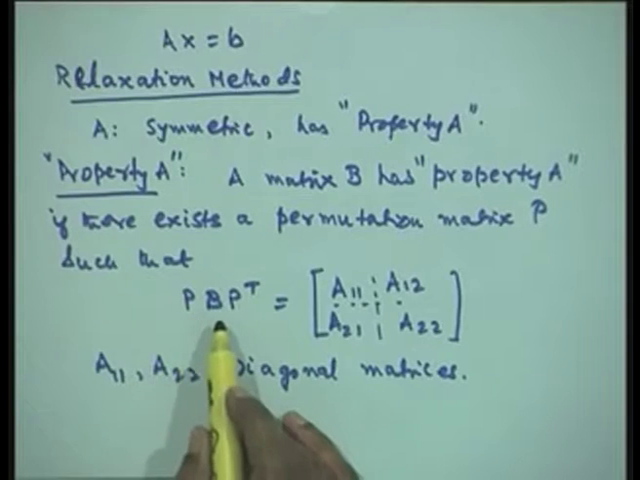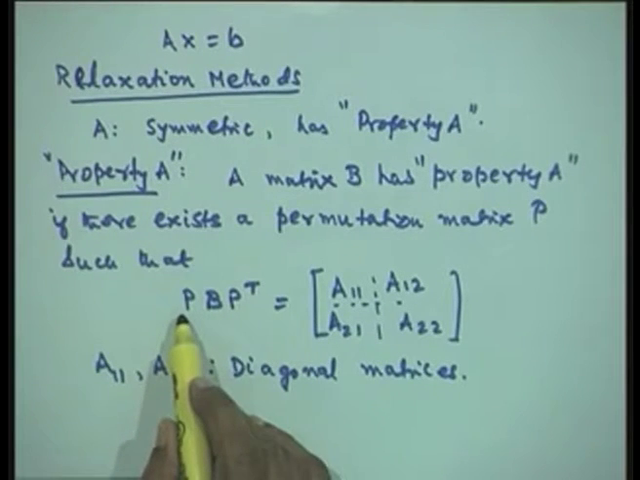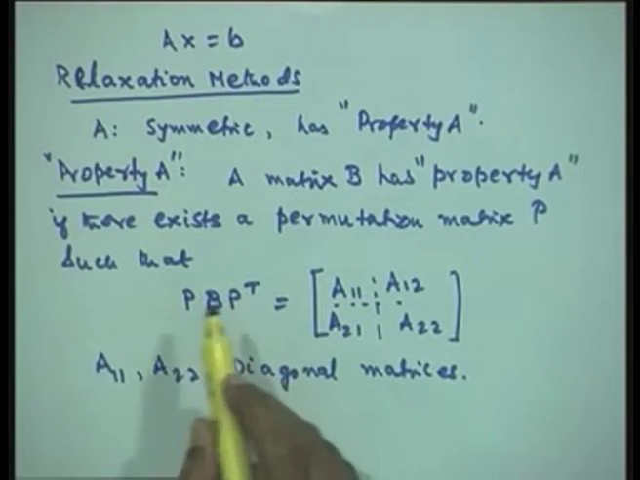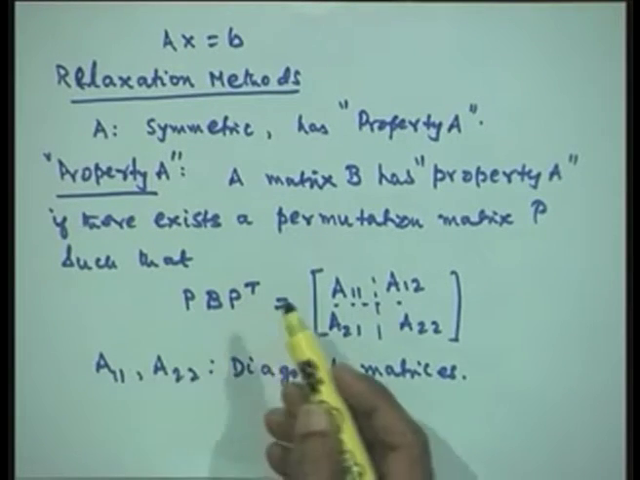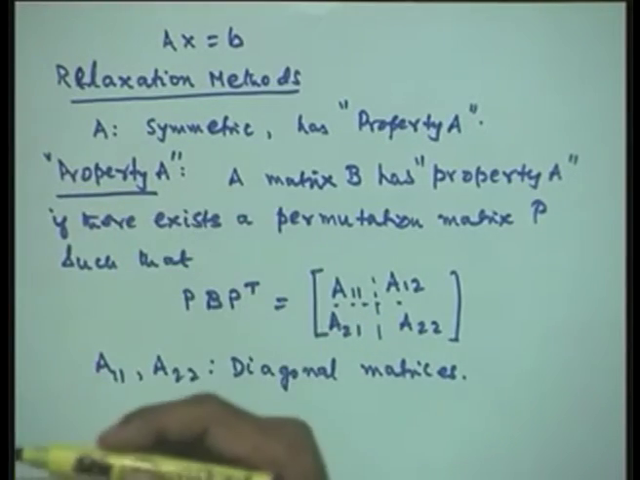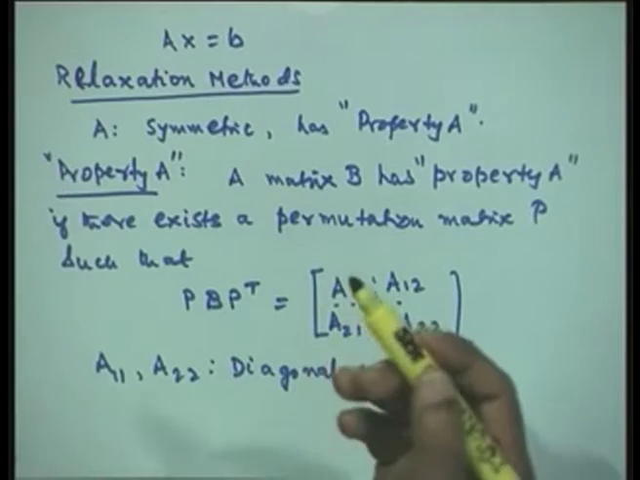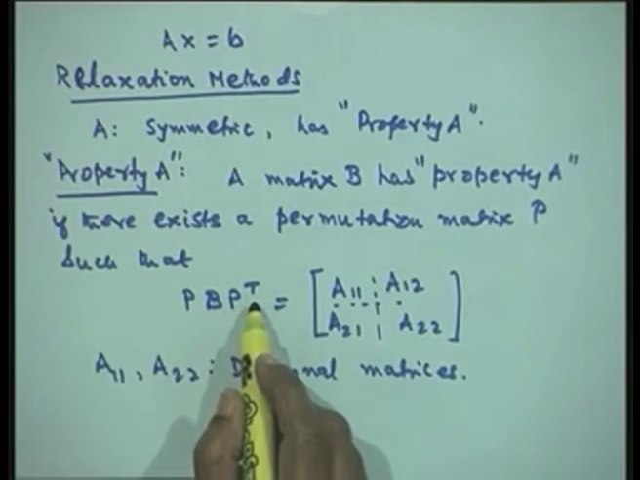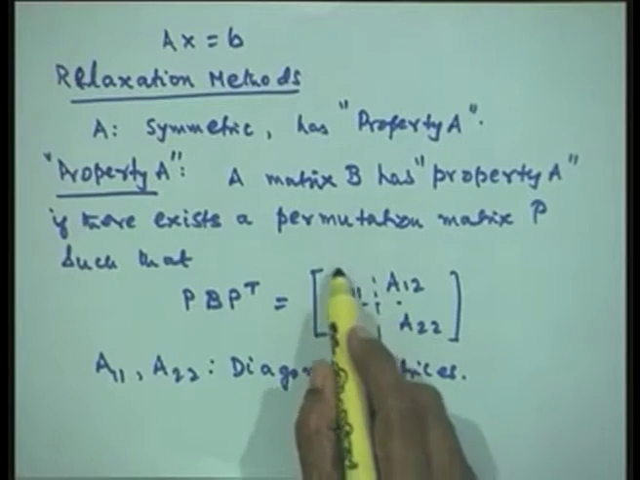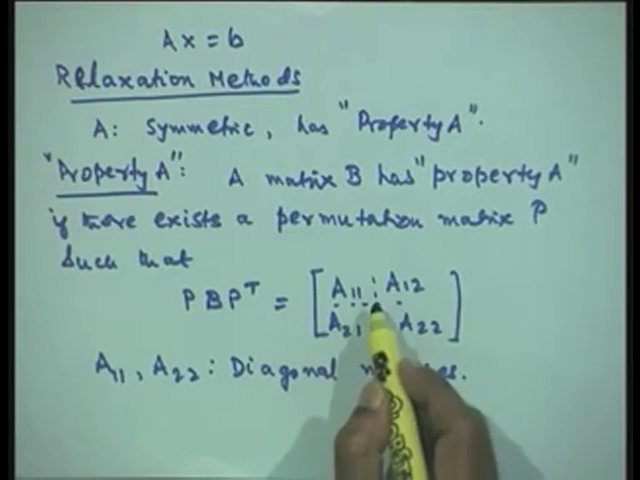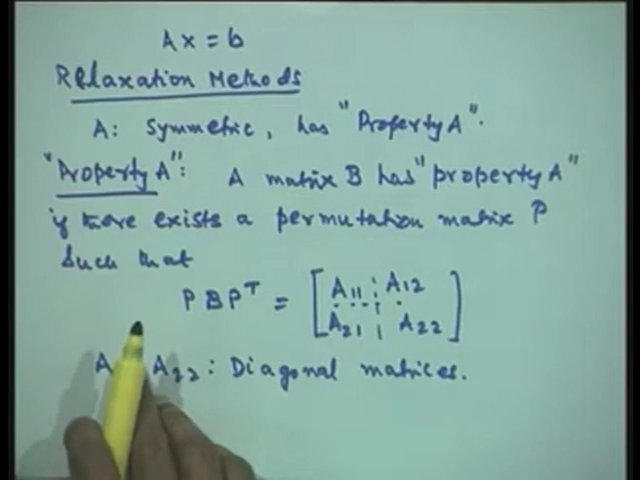What this really implies is, we have pre-multiplied by P and post-multiplied by P transpose. Therefore, this gives you interchanges of rows and the corresponding interchanges of columns. That is, if you interchange columns 2 and 5, it will interchange the rows 2 and 5. Then I must be able to bring A11, A22 to diagonal matrices, and A12, A21 are any two matrices. Then the matrix is said to have property A.